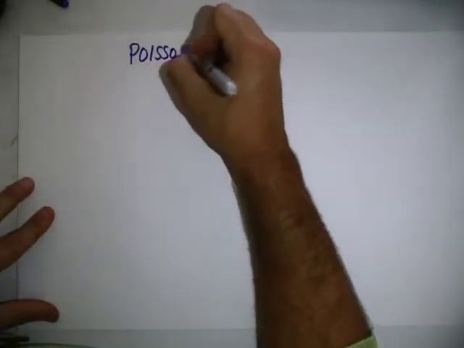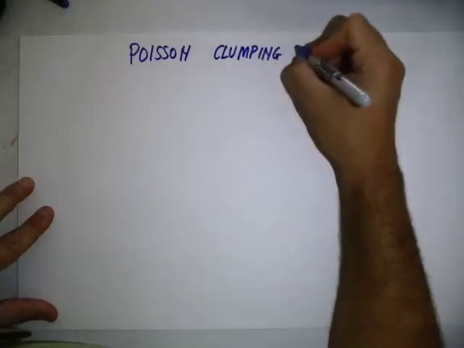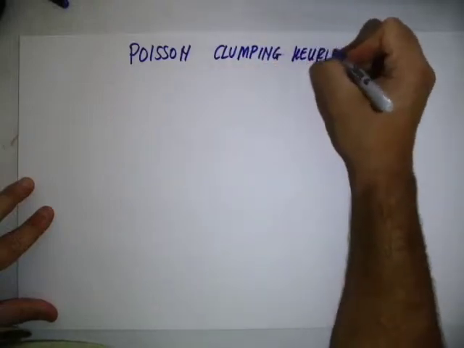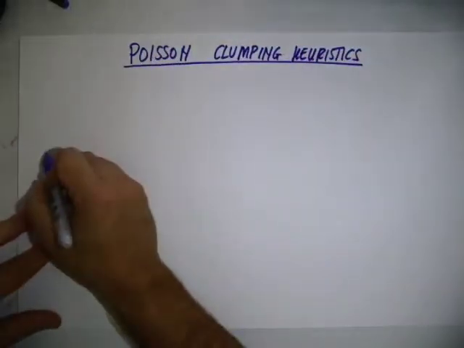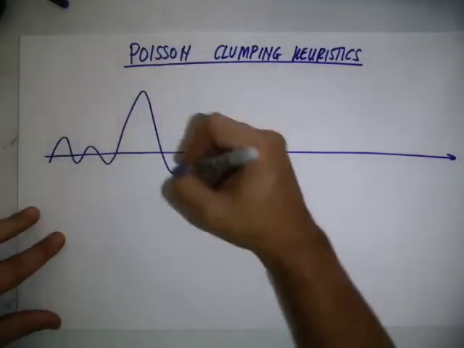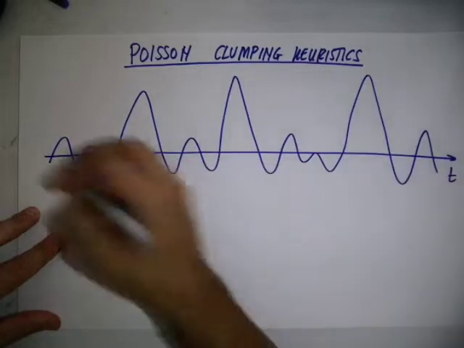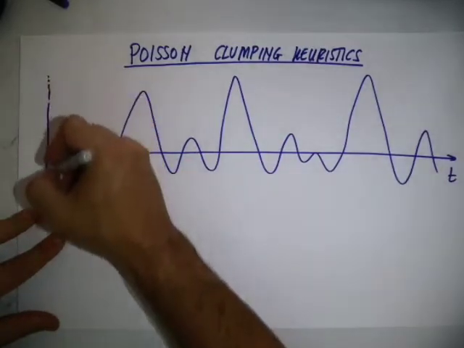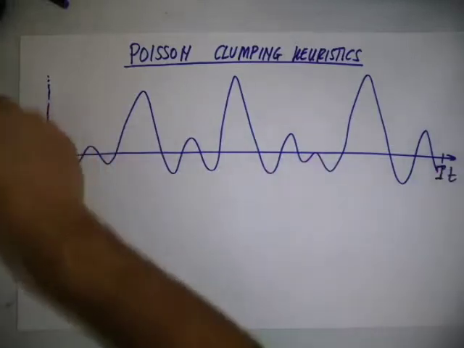Formulation of wave extremes, Poisson clumping heuristics. What is the main idea here? Let's assume that we have a realization of a Gaussian random process between 0 and T.